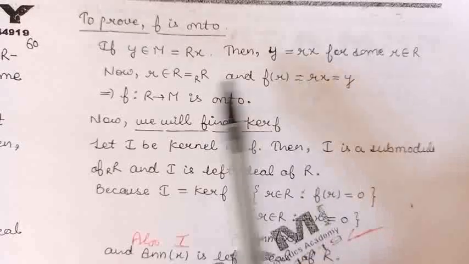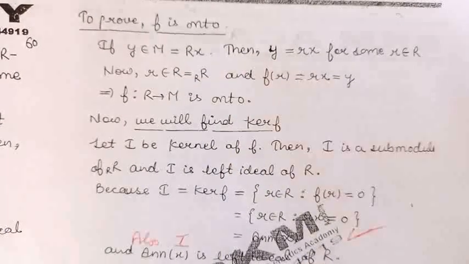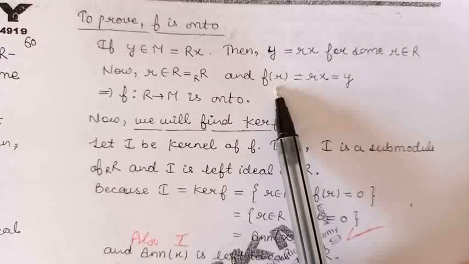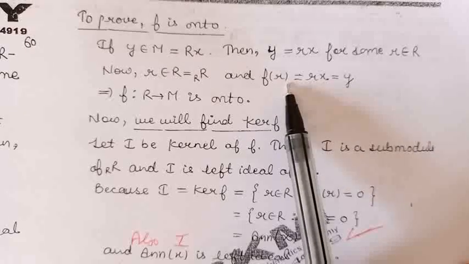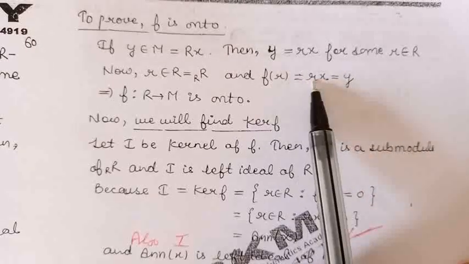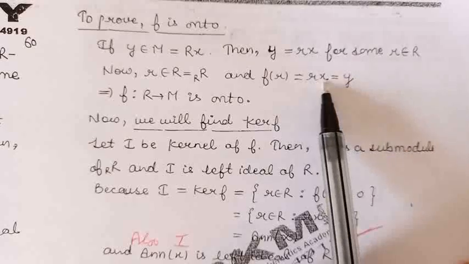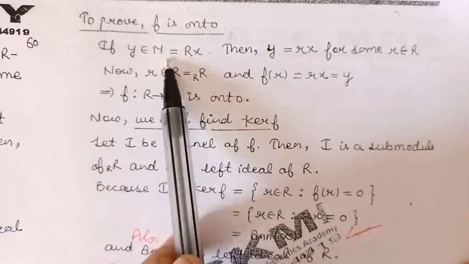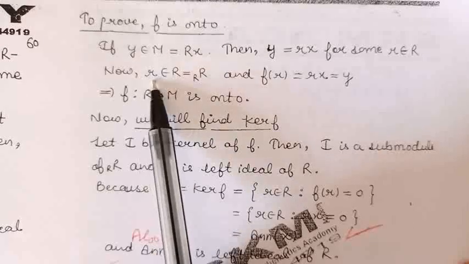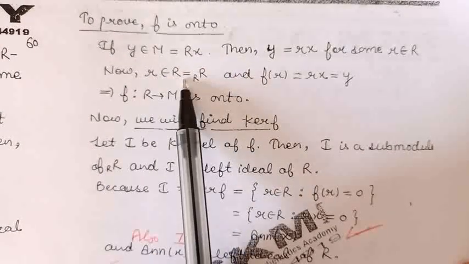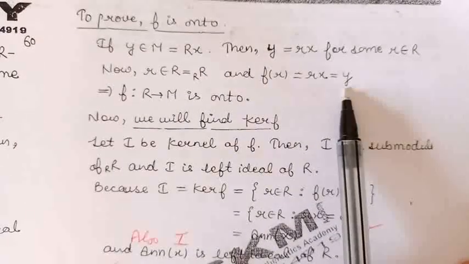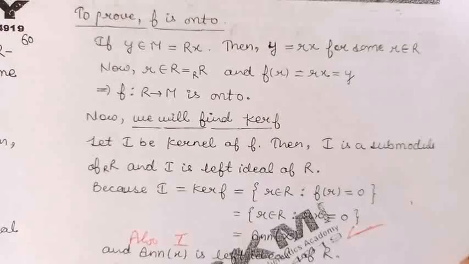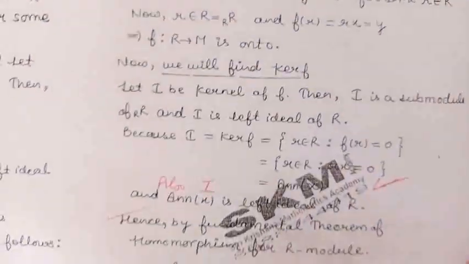Now because r belongs to the ring R, if we find the image of r by the definition of mapping f, the image of r under f is r into x, and r into x is y. So for y belonging to M, there exists an element r belonging to the ring R such that y is the image of r. So this proves that mapping f is an onto mapping.